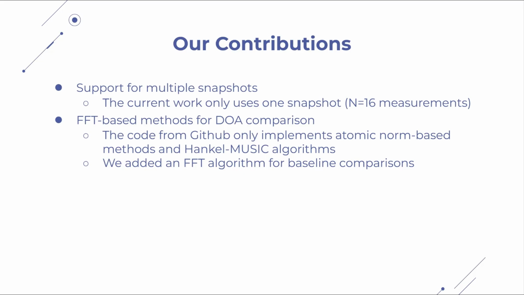The original GitHub code, though, only included the atomic norm minimization as well as the Hankel MUSIC methods, so we added an FFT-based DOA estimation as a fast, low-complexity baseline. This is going to help with benchmarking the performance of more advanced algorithms against a familiar technique. The FFT is essentially an additional way for us to gain an idea of the locations of these cars based on a much quicker means of testing.